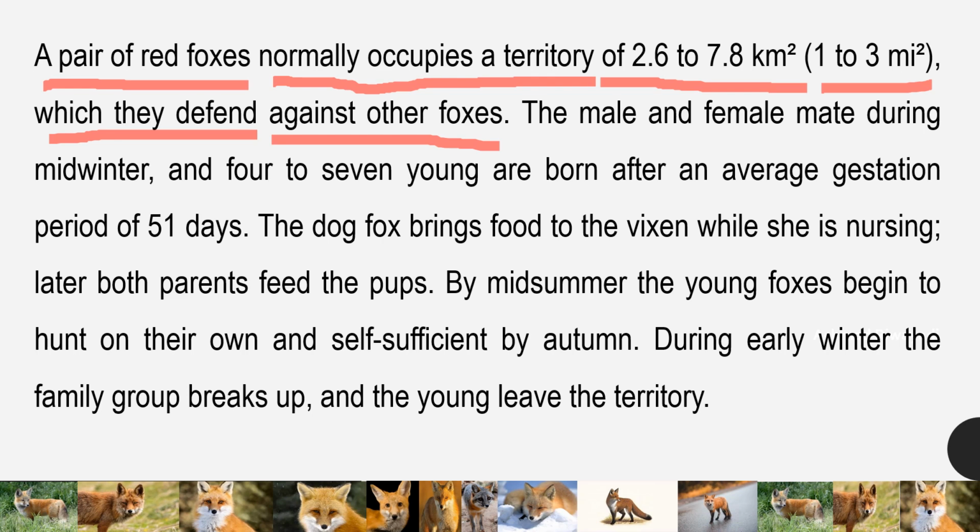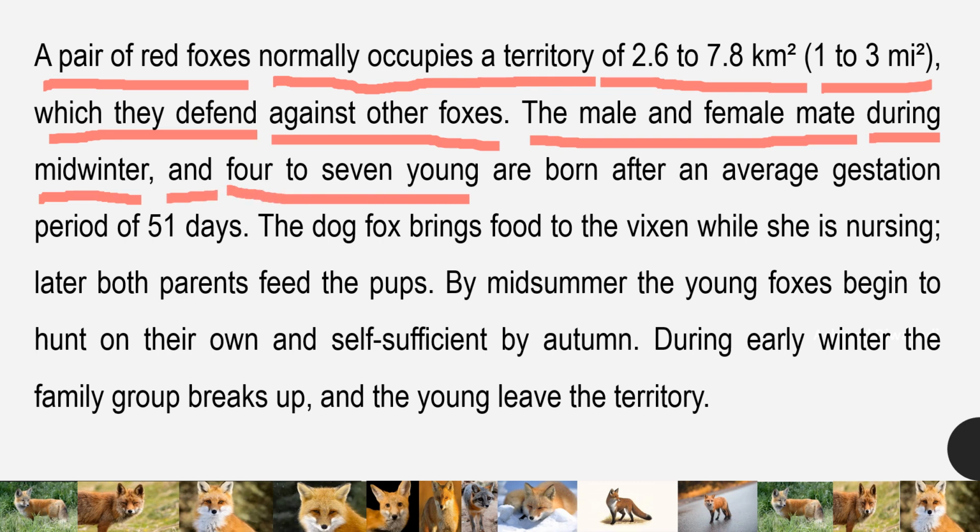The male and female mate during midwinter. Rubah jantan dan betina melakukan perkawinan selama pertengahan musim dingin, and 4 to 7 young are born after an average gestation period of 51 days. Dan sebanyak 4 sampai 7 bayi rubah dilahirkan setelah rata-rata masa kehamilan selama 51 hari.